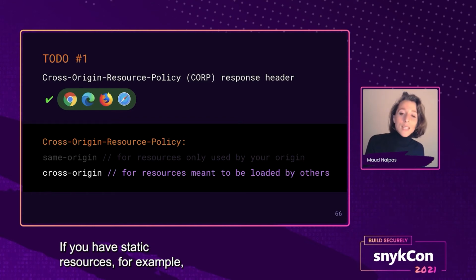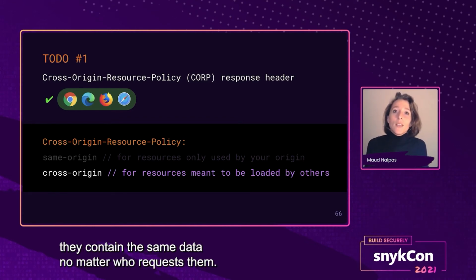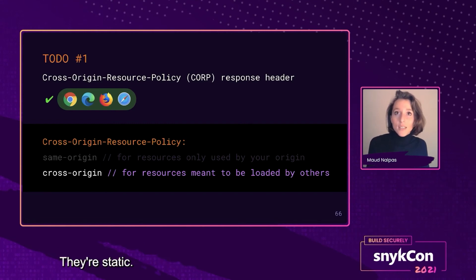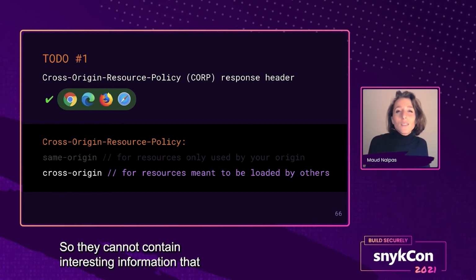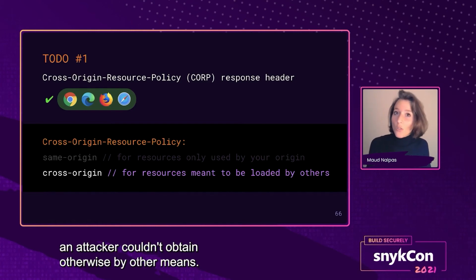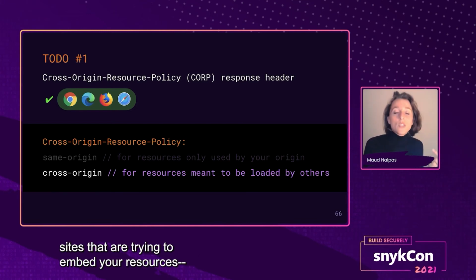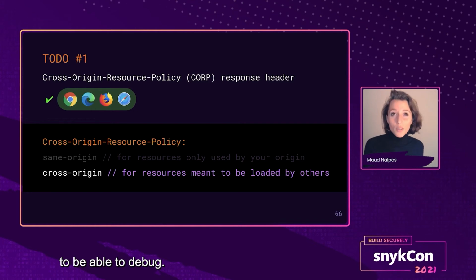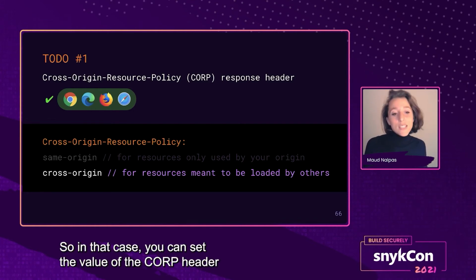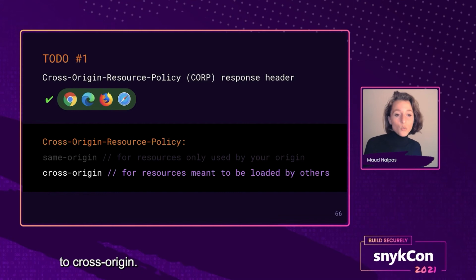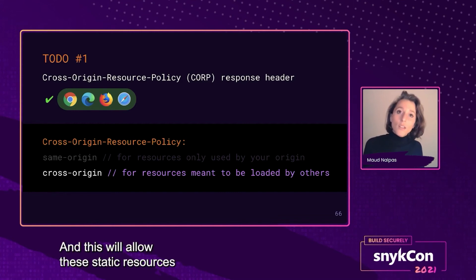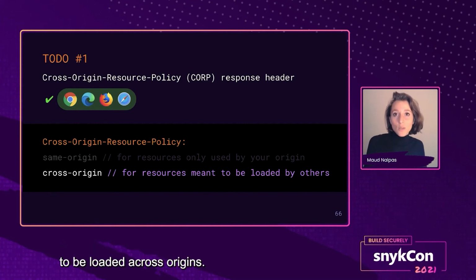Now, you don't need to be overly restrictive. If you have static resources, for example, they contain the same data no matter who requests them. They're static, so they cannot contain interesting information that an attacker couldn't obtain otherwise by other means. And it can be valuable for embedders, sites that are trying to embed your resource, to be able to debug. So in that case, you can set the value of the CORP header to cross-origin, and this will allow these static resources to be loaded across origins.